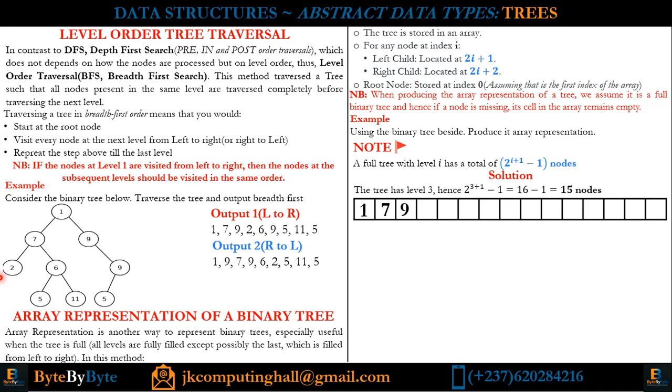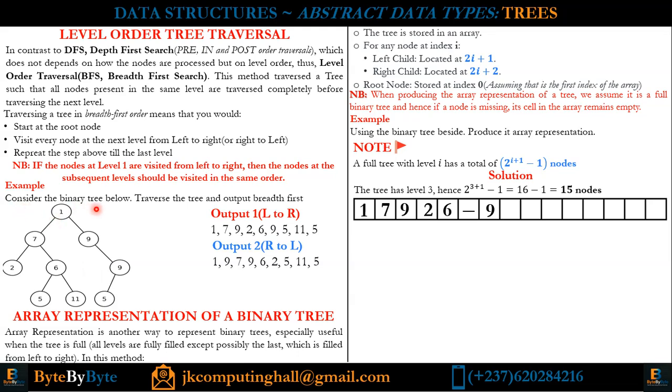Sorry, after 7, 9, we are here. The 7 has its 2 children, correct? 2, 6. Then 9 is having only 1 child. Normally, there was supposed to be a child here, so that cell will remain empty. So I'm supposed to have an empty cell. That's what we have. I hope you know why it's empty, because we assume it is full. And if a node is missing, we consider it empty in the array.